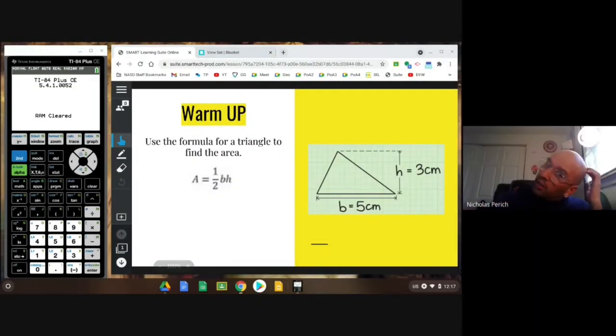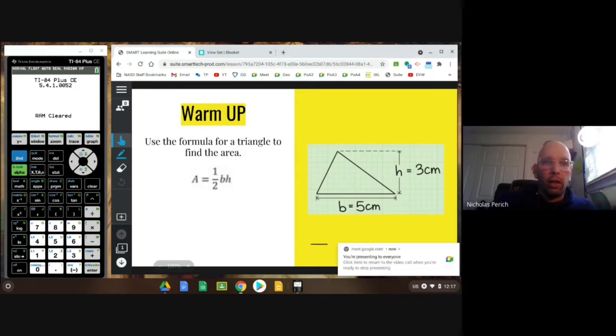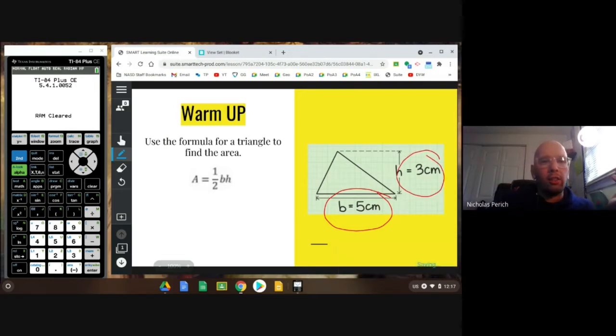So we're starting out this lesson by finding the area of this triangle. The area of a triangle is half times base times height. The base is the bottom of this triangle, and it tells me that the base is 5. It would be nice if I actually learned how to write things. The base is 5. The height is 3, so I'm going to circle that because it tells me that.